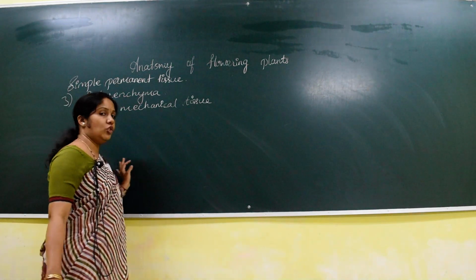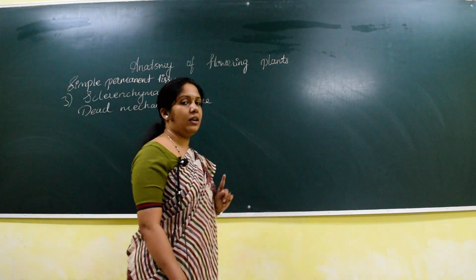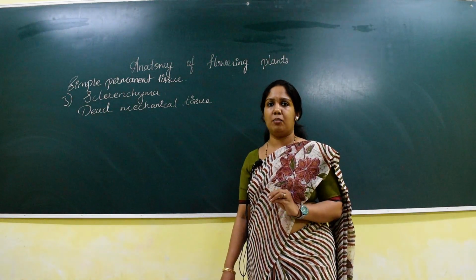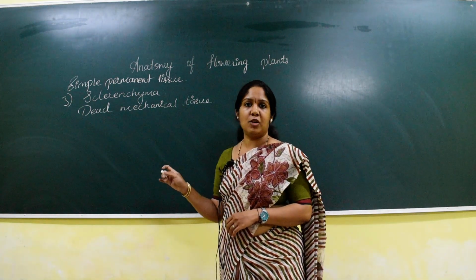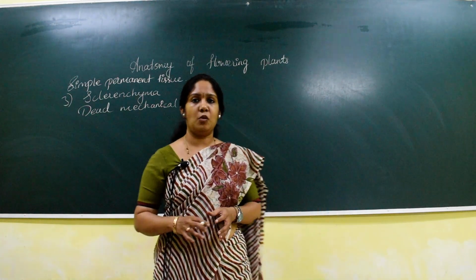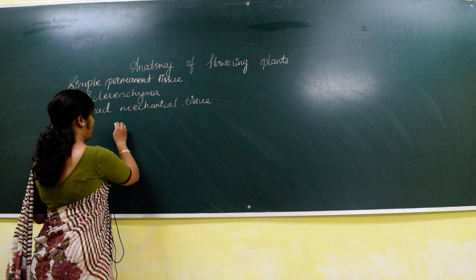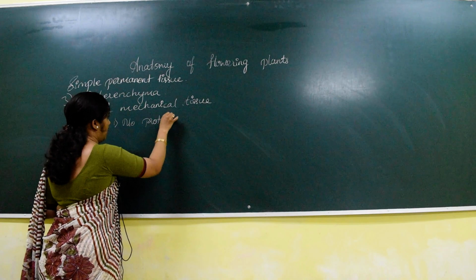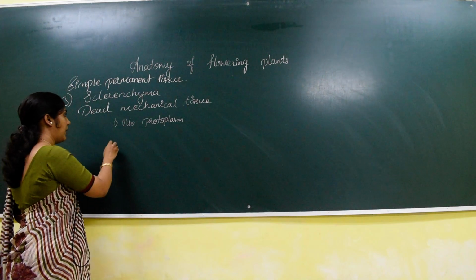The sclerenchyma tissue is called dead mechanical tissue, whereas the collenchyma was called living mechanical tissue. Living means the collenchyma cells have dense cytoplasm inside the cell, but the sclerenchyma is called dead because inside the cell the protoplasm is absent. Only the outer rigid cell wall is present. As it is a dead tissue, it lacks protoplasm, nucleus and other organelles, vacuole, everything.